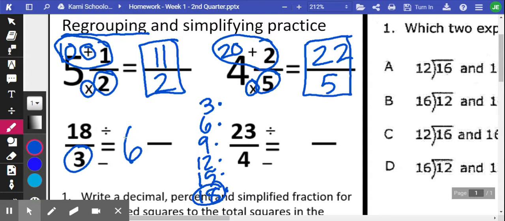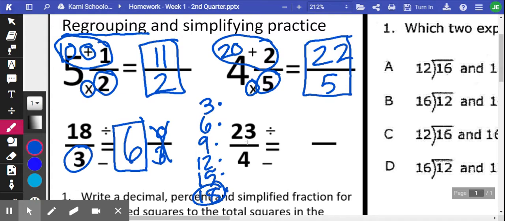So 18 divided by 3 will give us 6. And then 18 minus 18, there is no remainder out of 3. So the answer is just going to be 6 with no fraction left over. So there's no remainder, so there is no fraction over here.